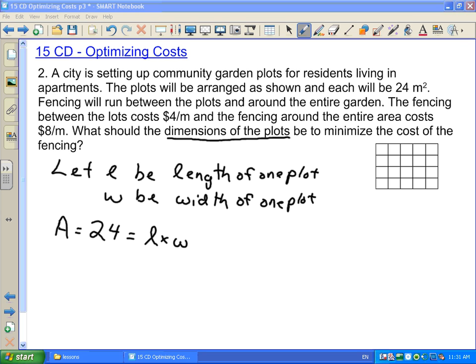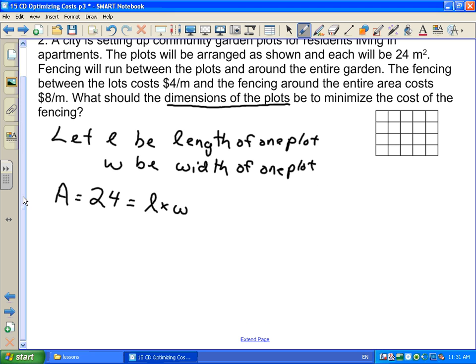But now we have to work on figuring out how much this fencing is going to cost. We want a function that represents the cost of the fencing. Before we can get that function, we need to know how much fencing we are going to need. We have 2 types of fencing: the stuff around the outside, and the stuff in the middle. So let's consider these 2 things separately: how much around the outside, and how much inside or in between.